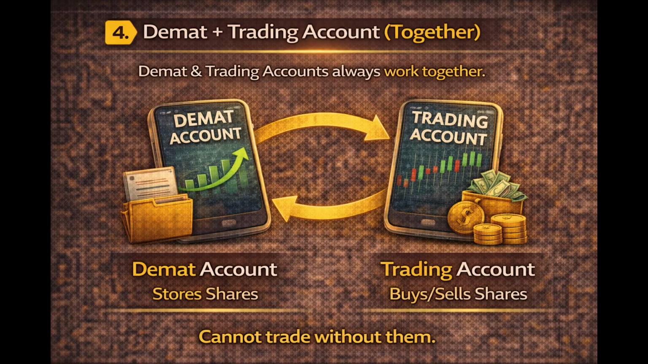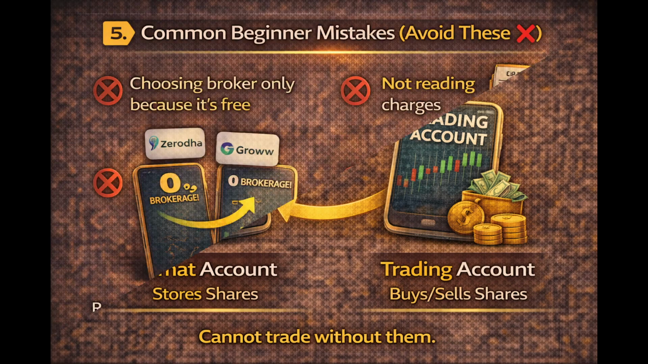Now let's understand how the Demat and trading account get opened together. We already understood what a Demat account is and what a trading account is in the previous video. When you open a Demat account, you automatically get a trading account with that. A Demat account stores shares, and a trading account is used to buy and sell those shares. So both Demat and trading accounts work together. You cannot trade without one of them.